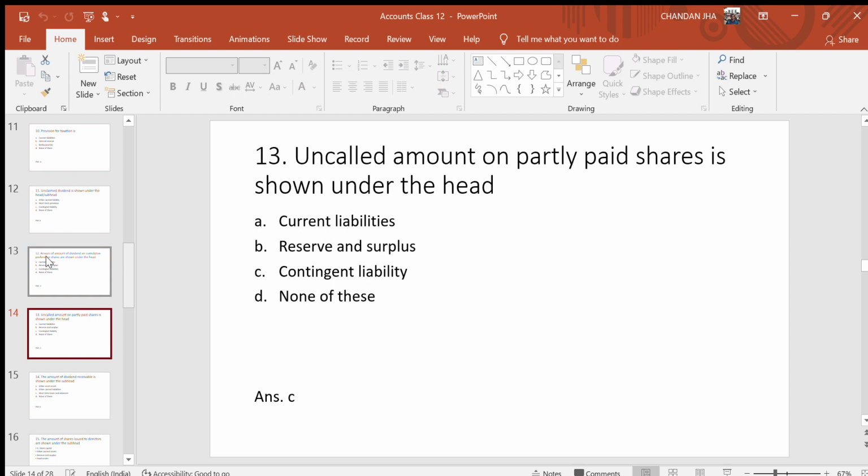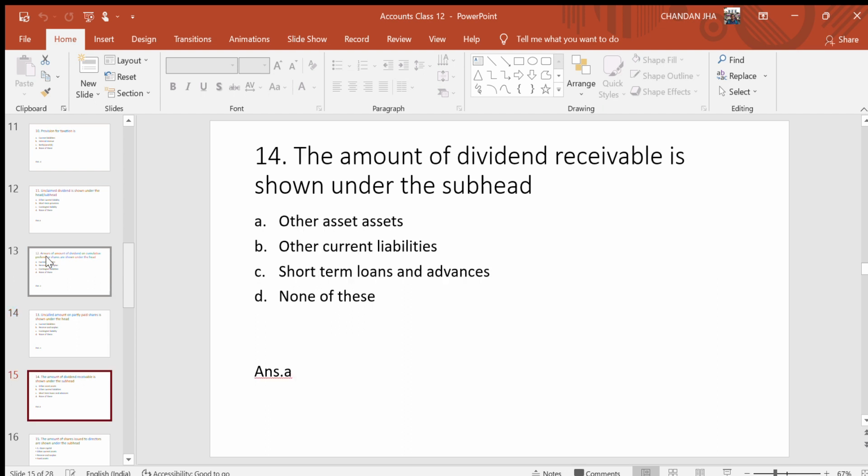Question 13. Uncalled amount on partly paid shares is shown under the head. Current liabilities, reserve and surplus, contingent liabilities, none of these. The correct answer is contingent liabilities.